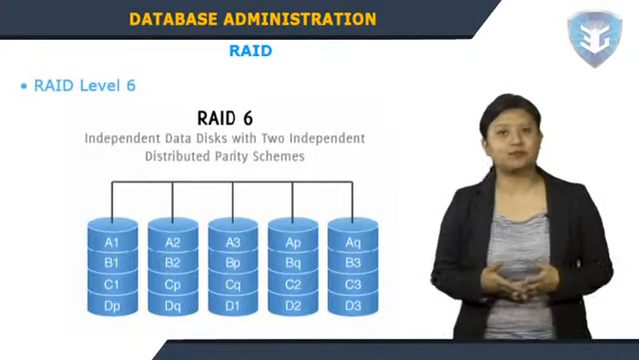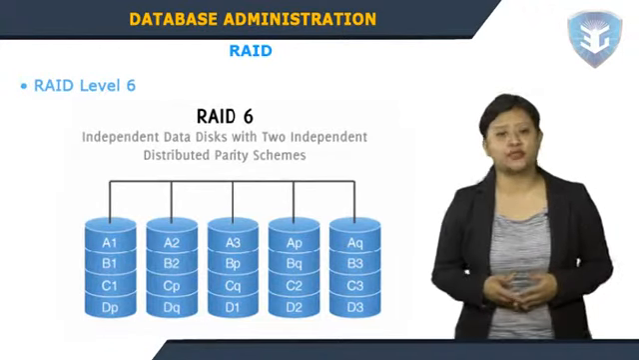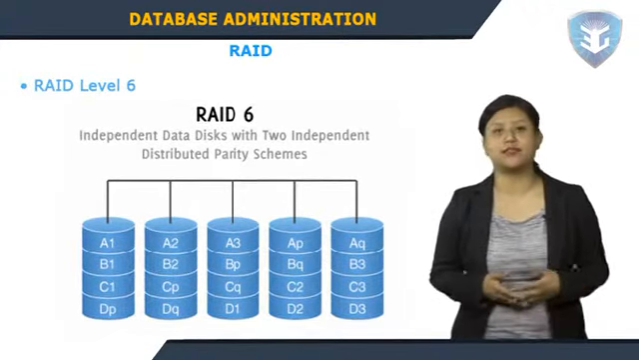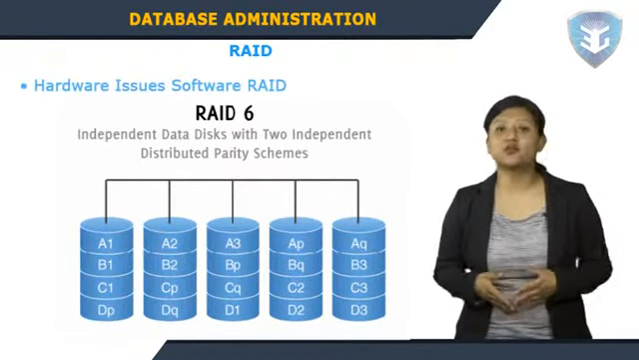RAID Level 6: P plus Q redundancy scheme, similar to Level 5 but stores extra redundant information to guard against multiple disk failures. Better reliability than Level 5 at a higher cost; not used as widely. Hardware issues, software RAID.